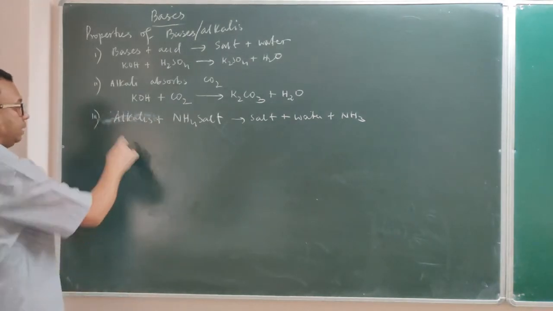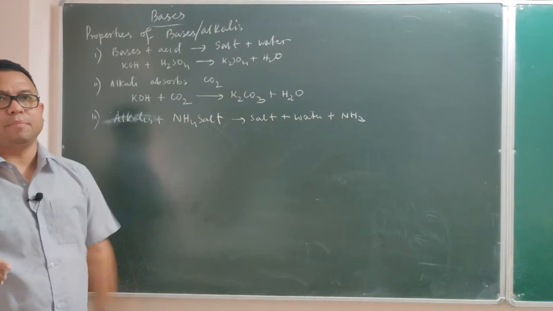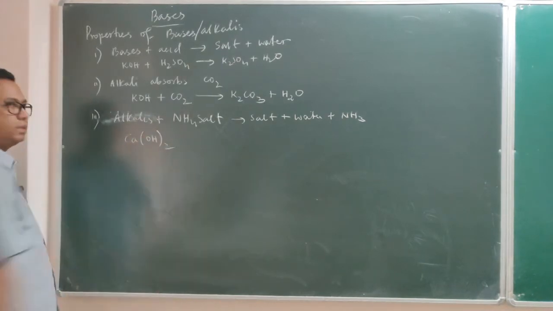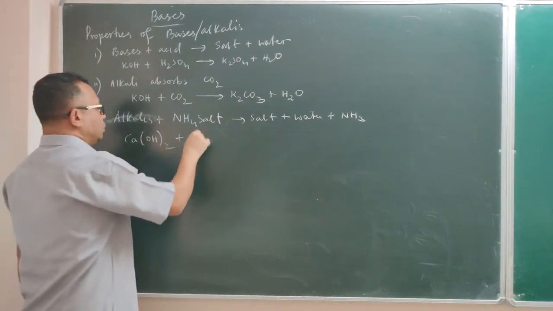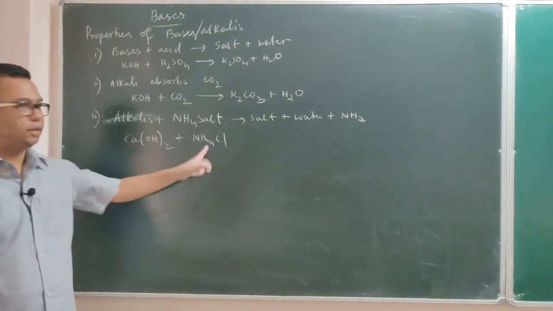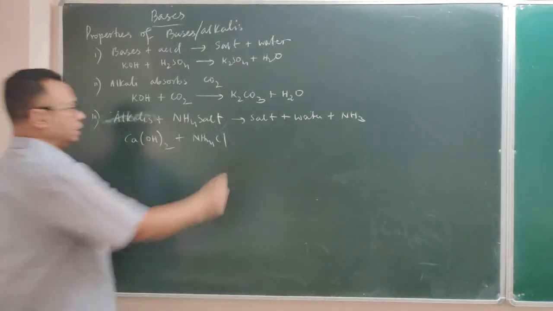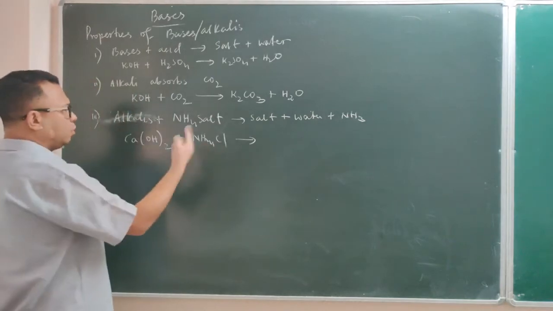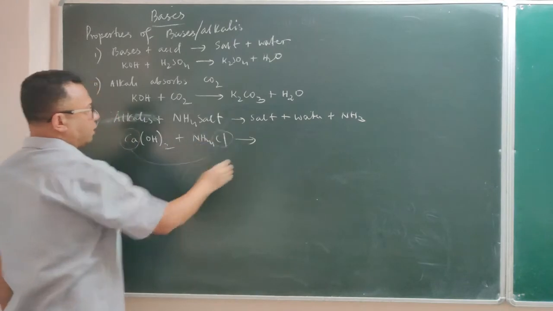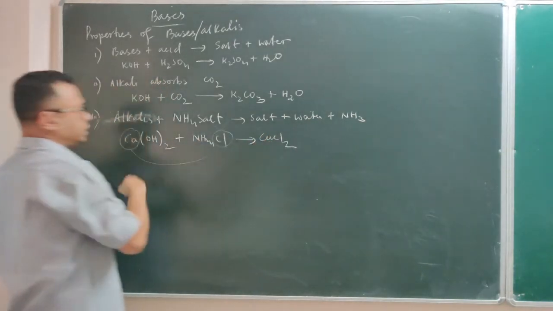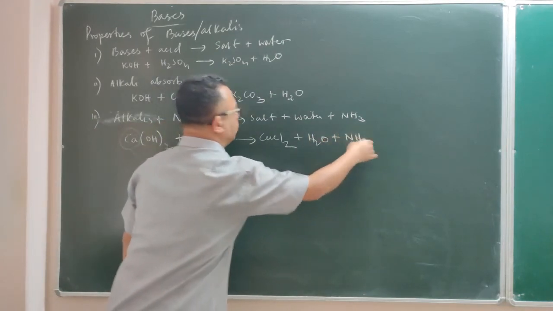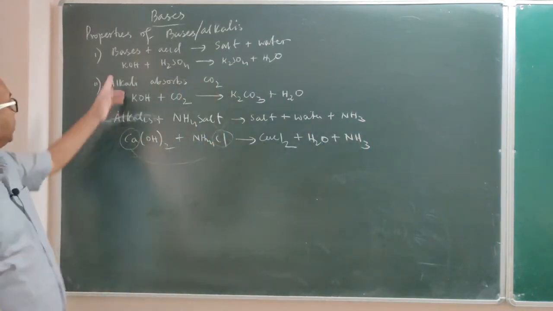Then let's take one example. Let me take that same lab preparation of ammonia. In ammonia lab preparation we use calcium hydroxide as an alkali, and we use ammonium chloride as the ammonium salt. So when an alkali reacts with ammonium salt, it produces a salt. What salt? Calcium will go and join with chloride to form calcium chloride as a salt. Then the second one is water, and the third one is ammonia gas. So this ammonia gas is what is produced. So this is your third property.